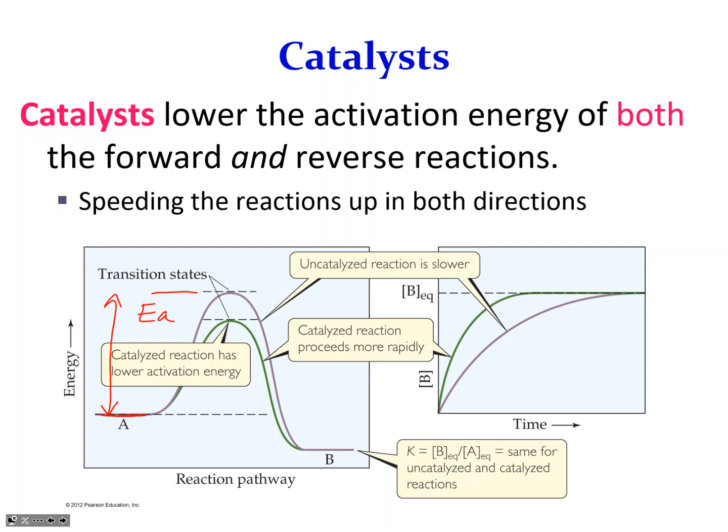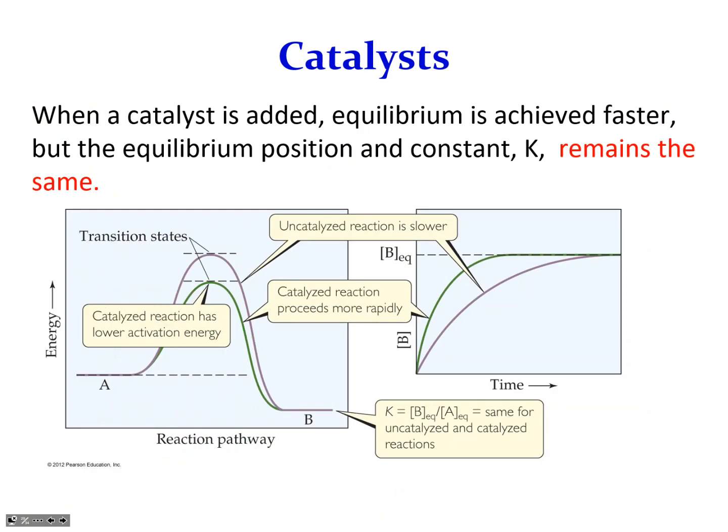Well, basically what the catalyst does, as you see on the green line here, is lower the activation energy. But it does it in both directions, whether you're going forward or whether you're going reverse. So it basically speeds them up equally in both directions and has no effect on the K value or the position. So when a catalyst is added, equilibrium is achieved faster, but the equilibrium position and constant K remain the same. So the only thing, once again, that changes K is going to be temperature. Everything else is going to put it back to its same proportion.